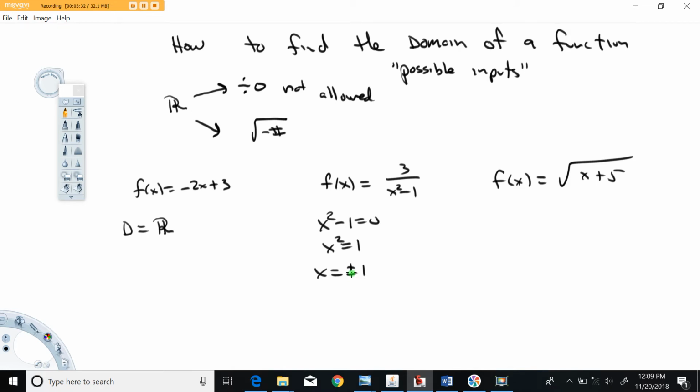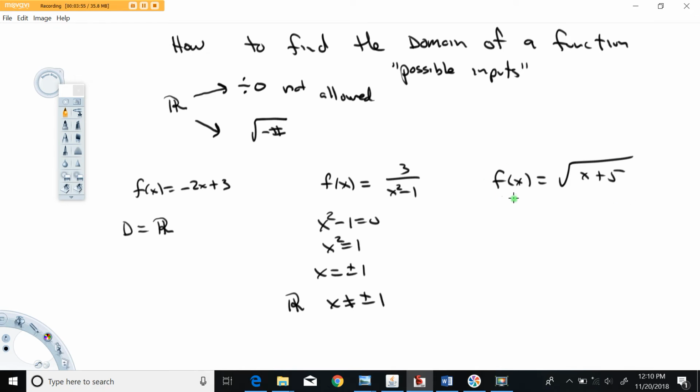Now there's lots of ways to write this out. I'm going to use the shortest possible way I know. The point of this video is not to go through all the different types of notation. The shortest way I know is this. Let's write this all reals except x cannot equal plus or minus 1. So all real numbers except plus 1 and minus 1.